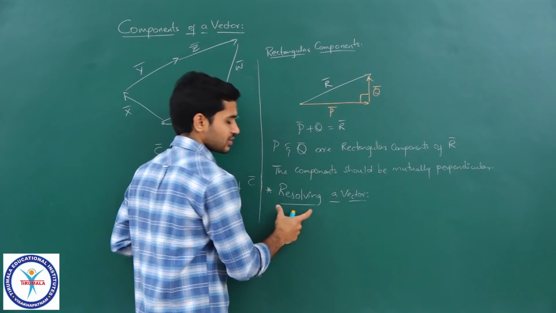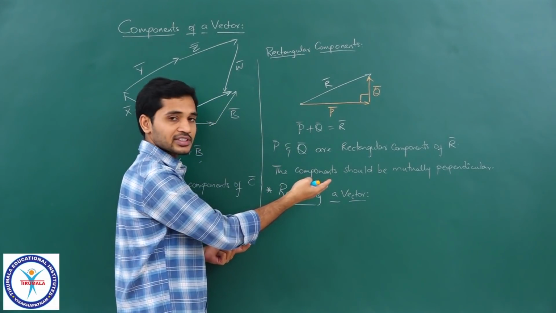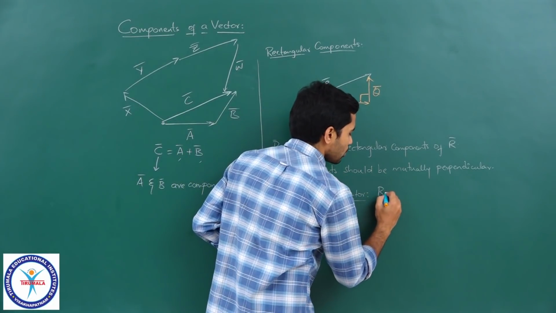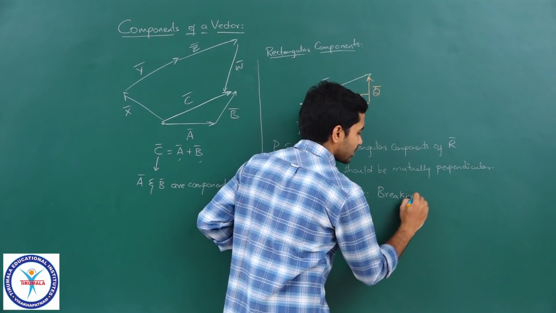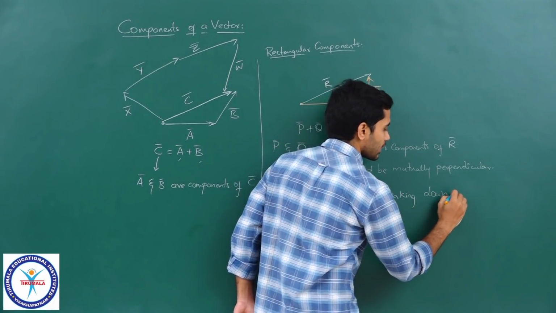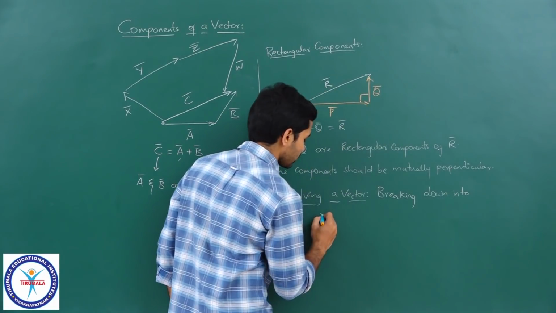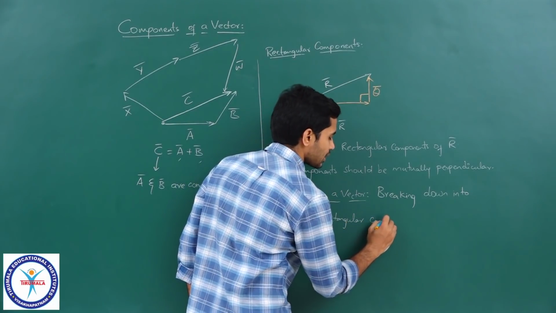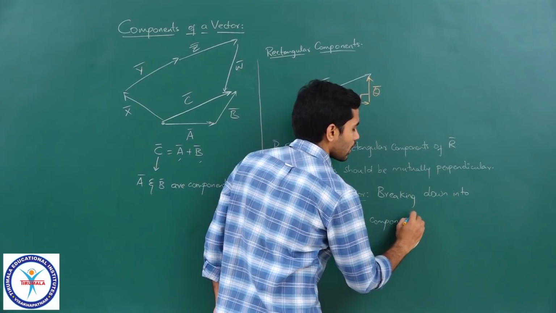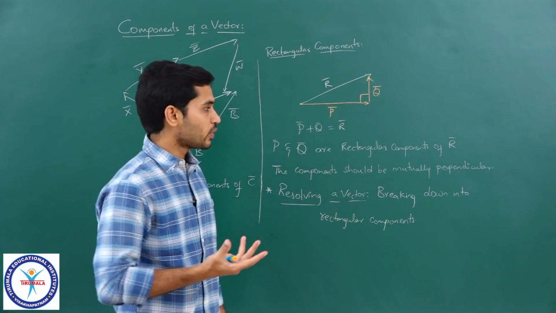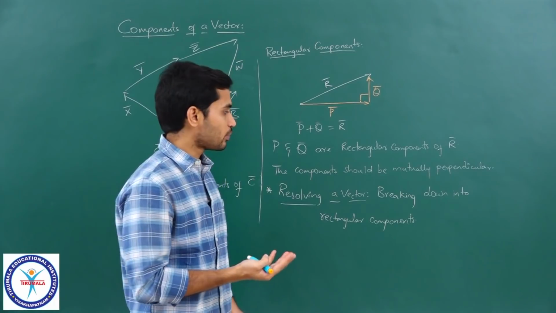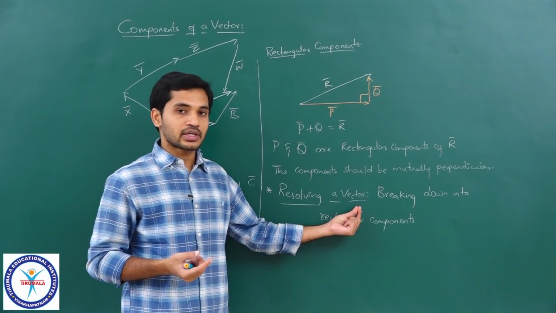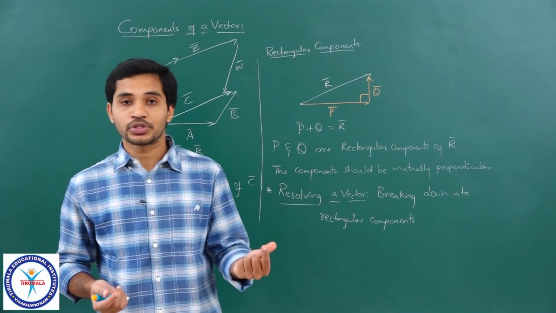So, do not worry about this term. It is nothing new. Whatever we have discussed here, the same thing, it is just a name for it. So, resolving a vector means breaking down into rectangular components. Clear, students? So, now we will see what is the method, if a vector is given to us, how do I break it into rectangular components, or in simple terms, how do I resolve a vector. Clear? So, let us understand the resolution of a vector.